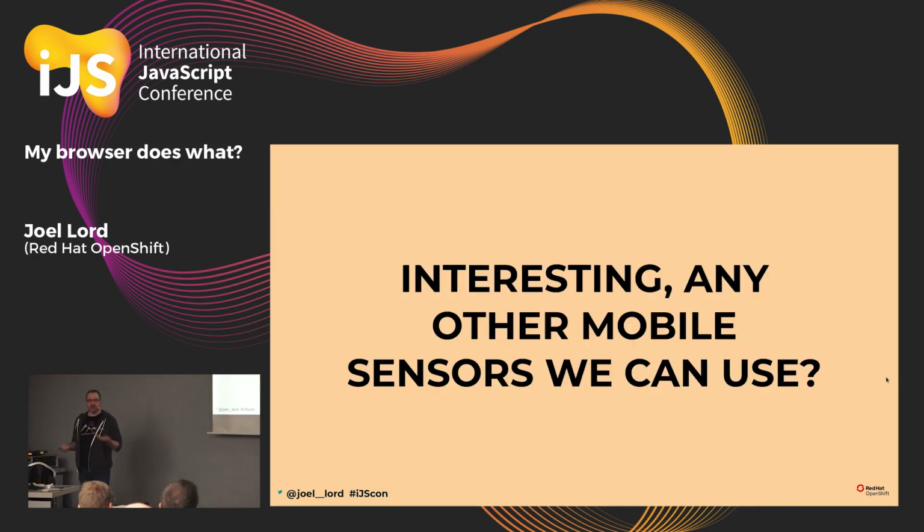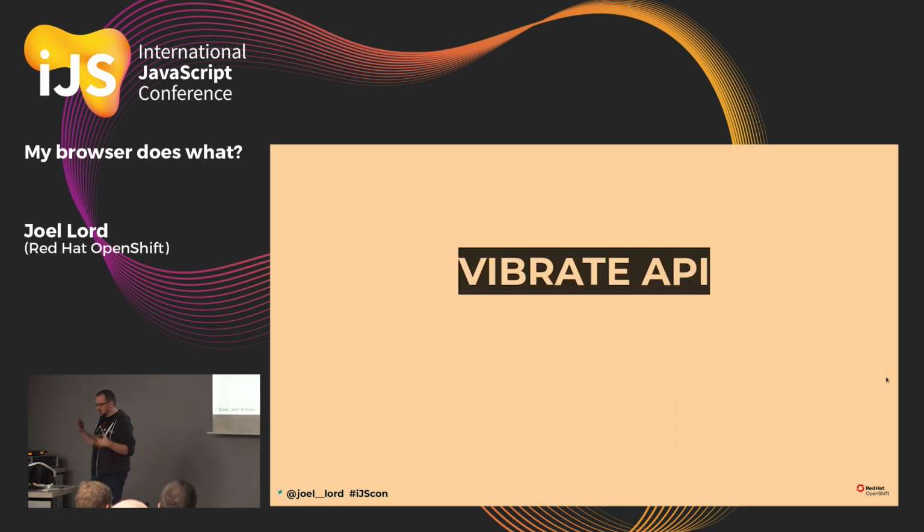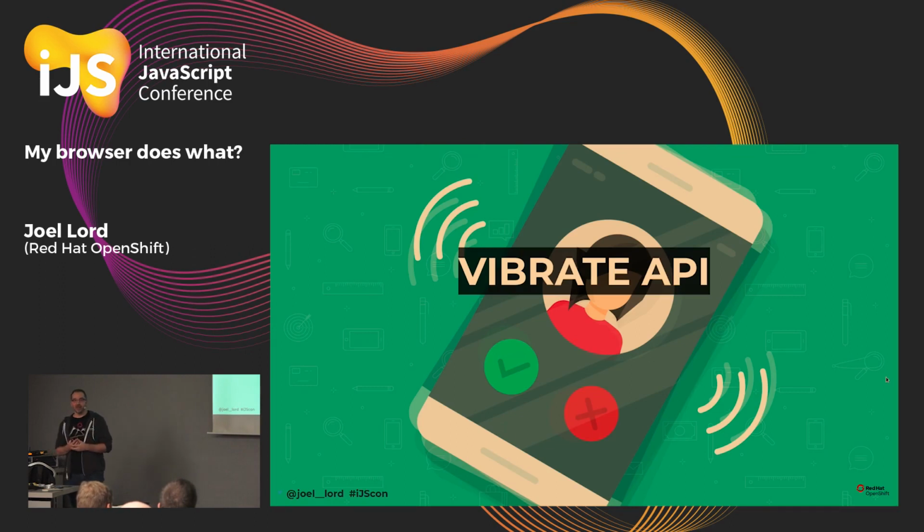All right. So when I saw that, I was like, are there any other mobile sensors or different things that I can use in my mobile? And of course there is. Vibrate API.